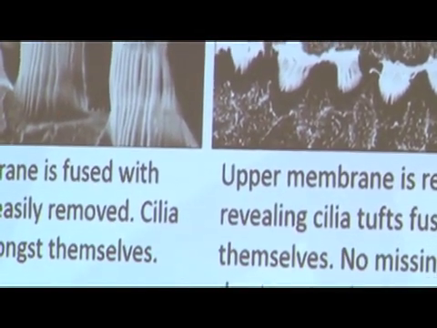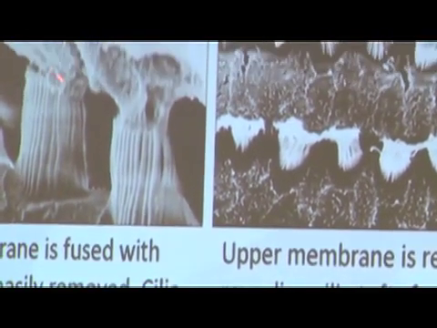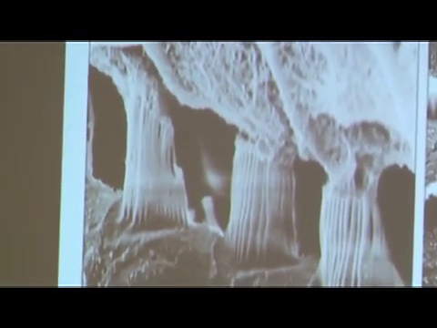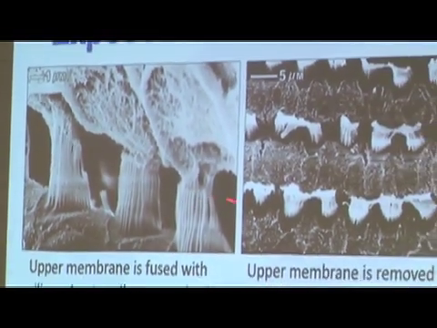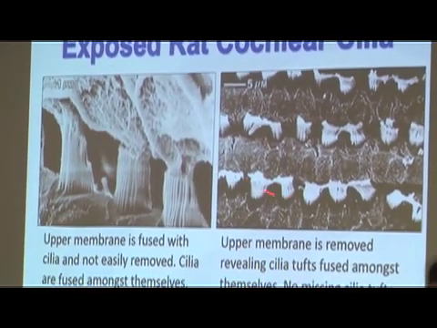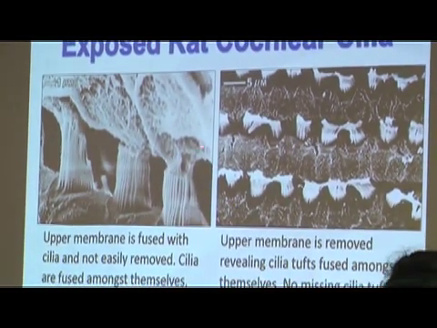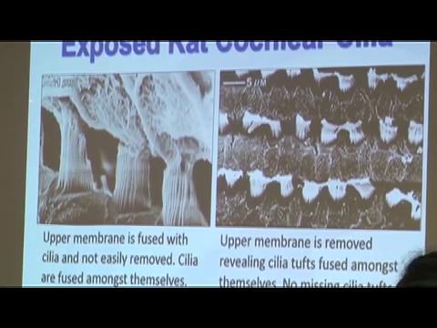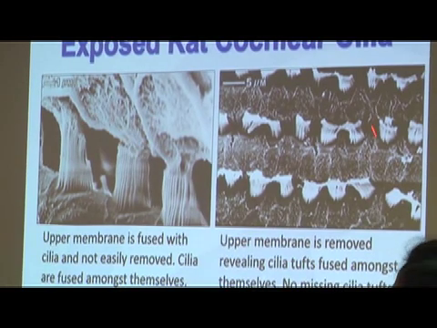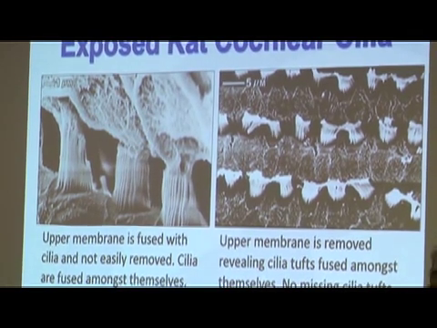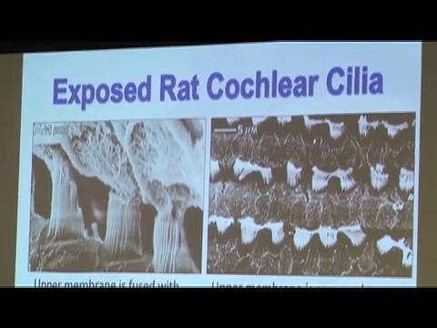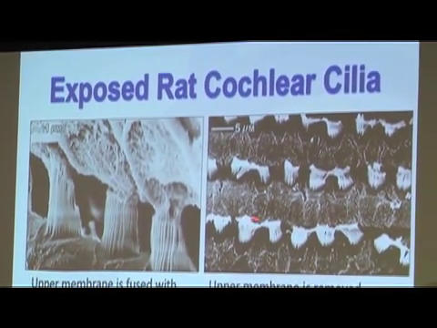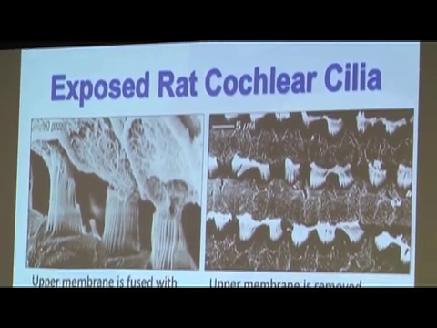This is the tectorial membrane, which is now fused to the cilia. And the cilia are fused amongst themselves. We had to almost cut off the tectorial membrane to get this picture. It was not easy like in the controls, where you just lift. Here we had to pull it off to see that they are all fused together.